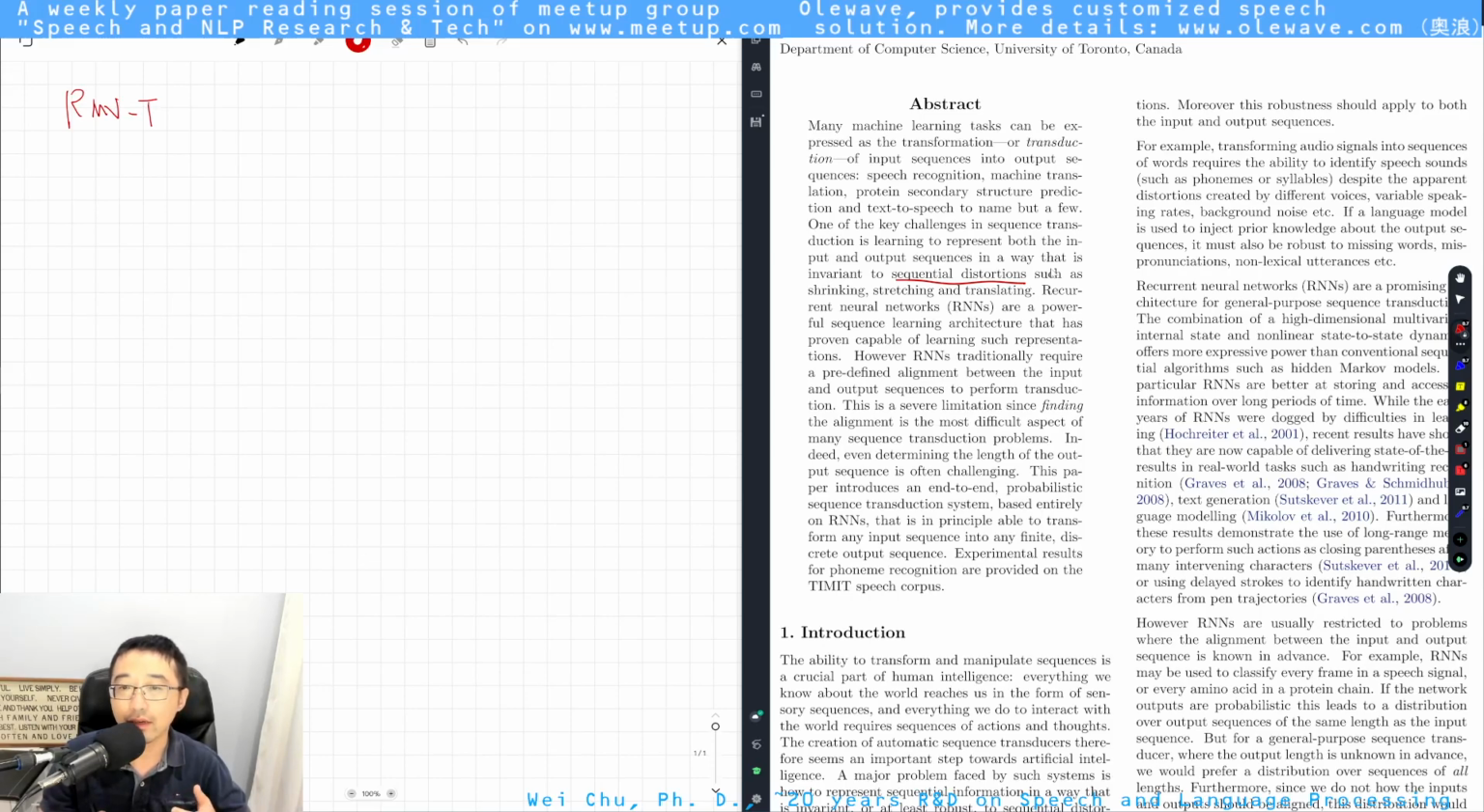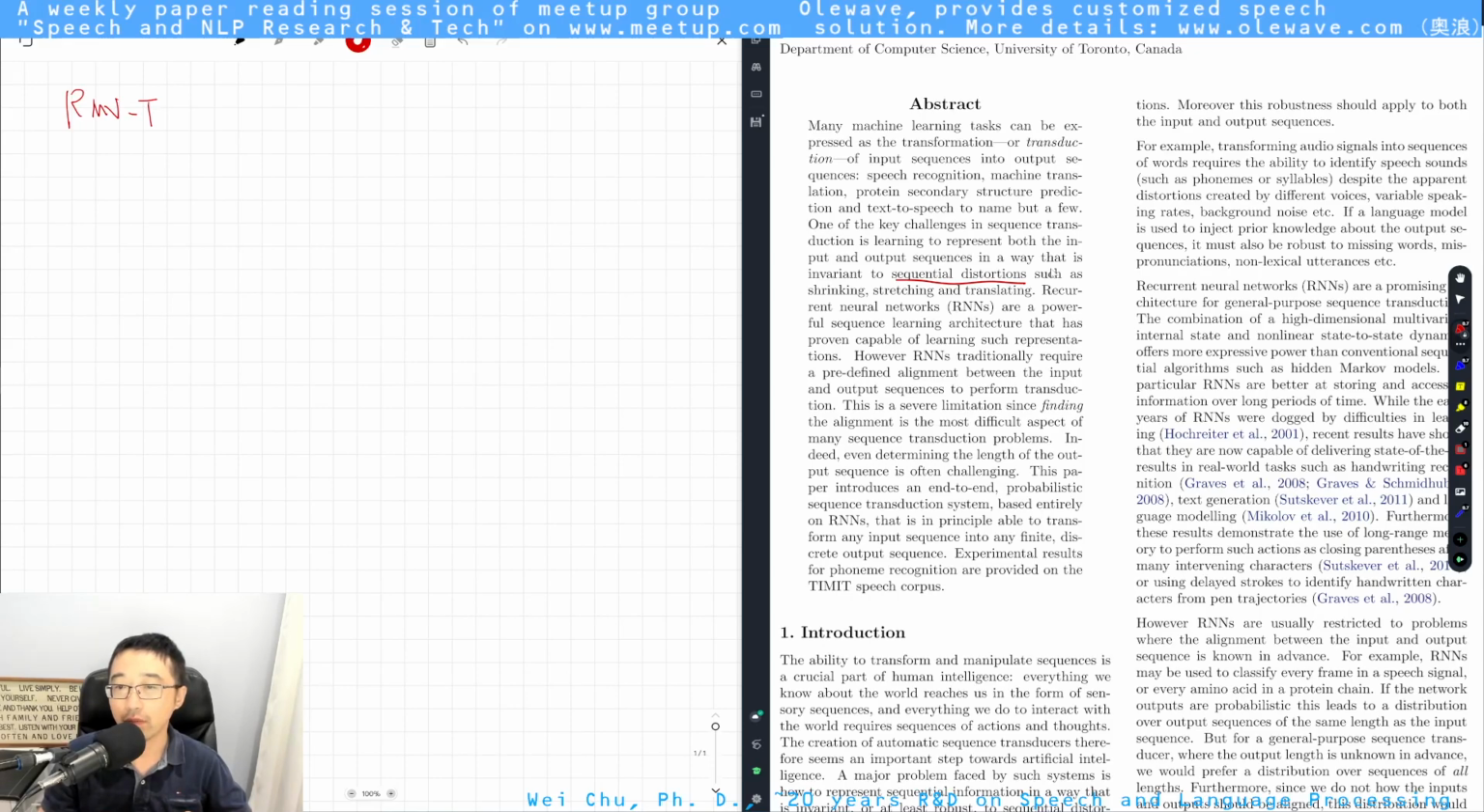And this is a severe limitation, because finding the alignment is the most important and difficult thing. In my opinion, as long as you can find a good alignment, a perfect alignment between the input and output, the problem is basically resolved. The reason RNN still needs to be improved is because the alignment is still not perfectly learned nowadays, even 10 years after he published the paper.